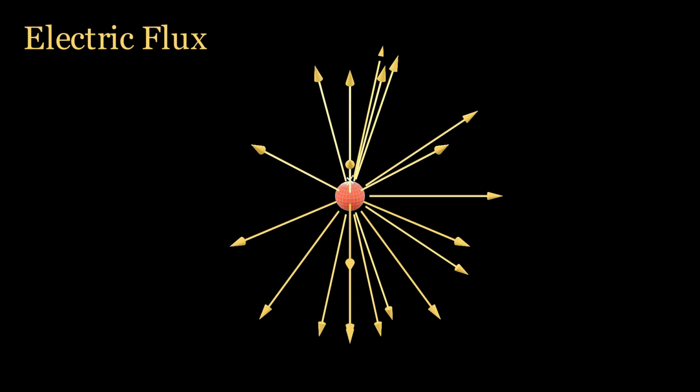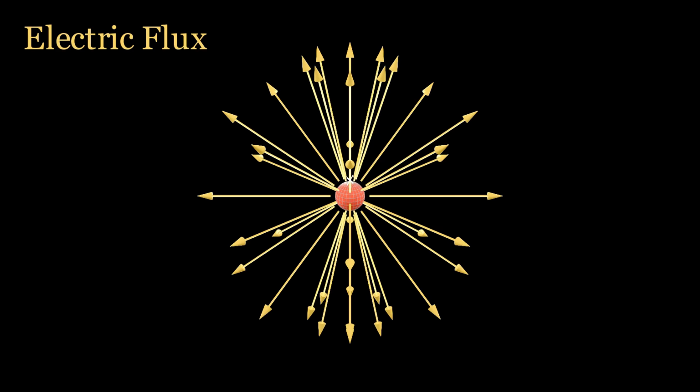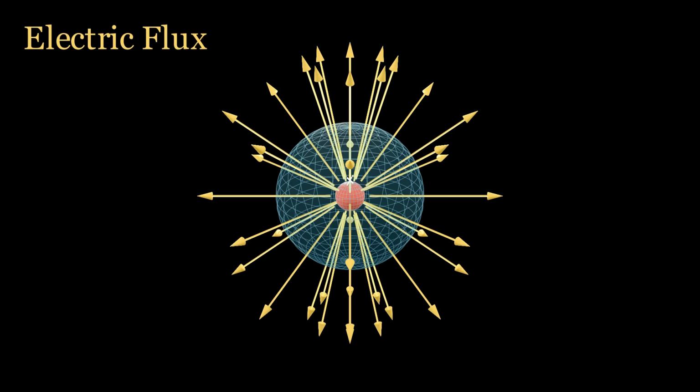Now, why is this so important? Let's look at electric flux. Imagine a single positive electric charge floating in space. It shoots out electric field lines in every single direction, like a glowing star. If we wrap an imaginary invisible sphere around this charge, all of those field lines must pass through our sphere.